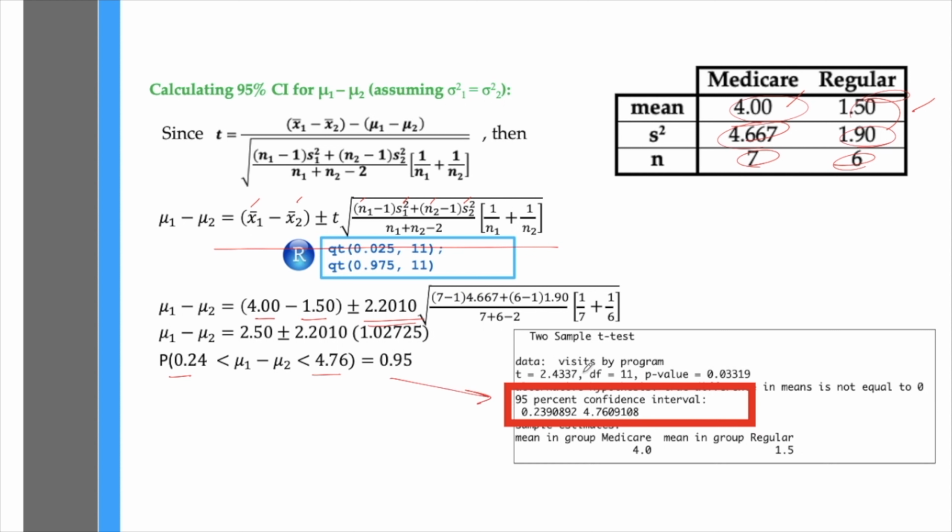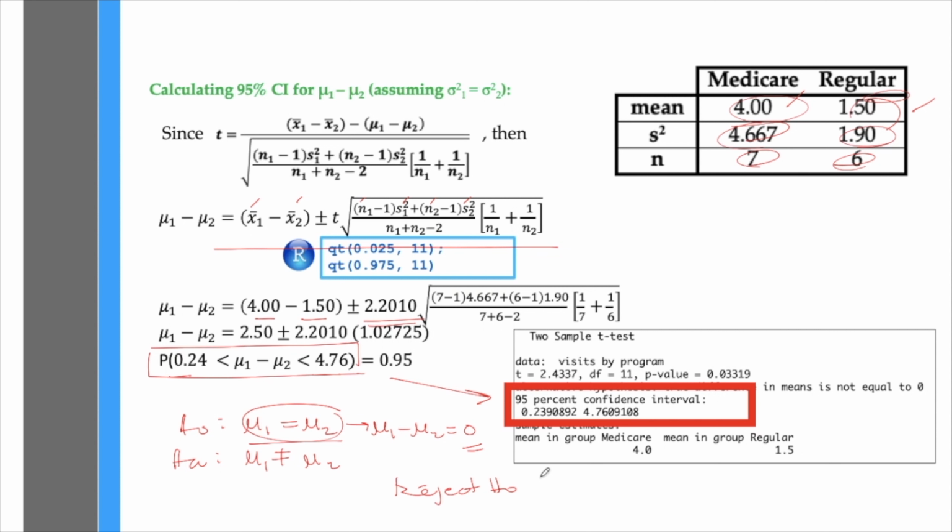Now note here that since our null hypothesis implies that mu sub 1 is equal to mu sub 2 or the difference is 0, our alternative hypothesis implies that mu sub 1 is not equal to mu sub 2. Note that since the null hypothesis implies that mu sub 1 minus mu sub 2 is 0, and this 95% confidence interval does not include 0, then that is why the null hypothesis was rejected.